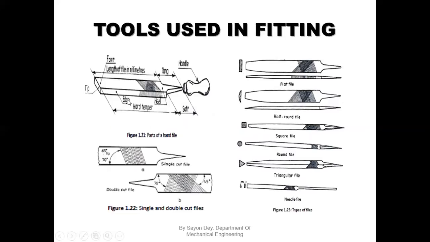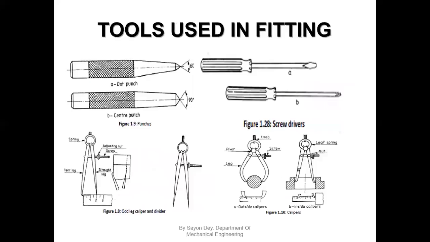Next, here are other hand tools that we use in our fitting shop, like various types of files. All the types are shown in the picture. You can go through it. I'm suggesting to my students that please pause my video on every slide and note it down in your notebooks. Next, other tools are there. The dot punch, center punch for the punching purpose. These are the screwdrivers. These are the odd leg calipers. All these are the marking tools.